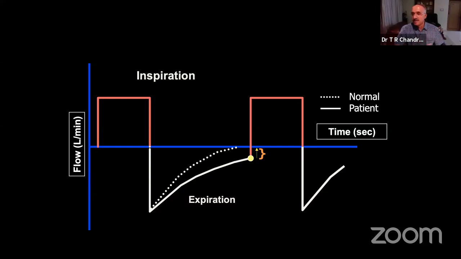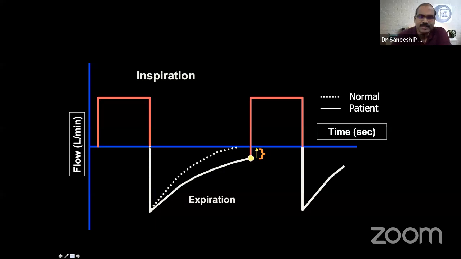Then the carbon dioxide starts going up. This is the flow versus time scalar. This is how you identify there is auto-PEEP. So there was a query on how to reduce air trapping, auto-PEEP. We will discuss that in the COPD class.